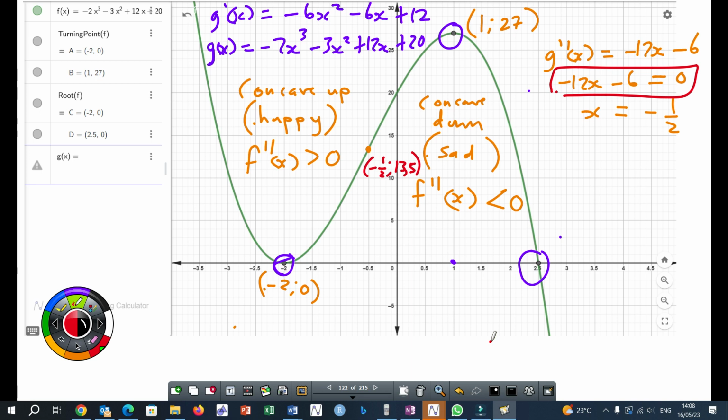So now we want to know for what values of x the graph is concave up. It's very simple. Once you know this point here, you look to your left. Is there a minimum turning point? If there's a minimum, the graph is happy. So this is x equal to minus a half. To the left, x must be less than minus a half, the graph is concave down. Sorry, concave up.